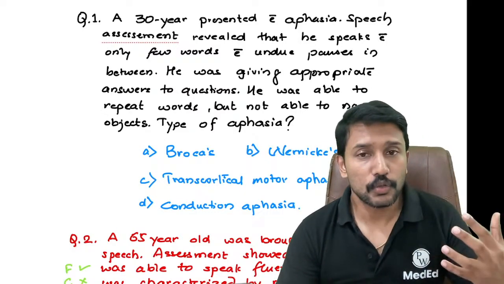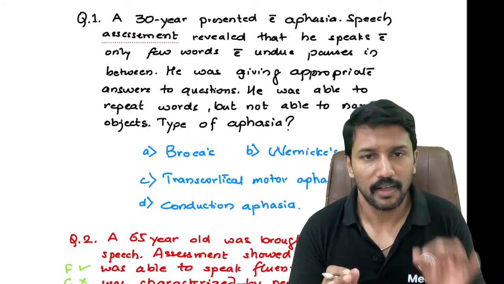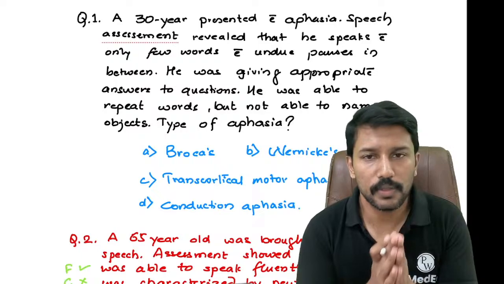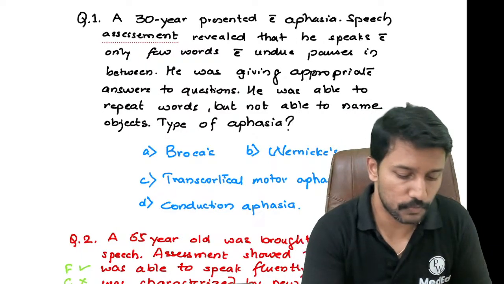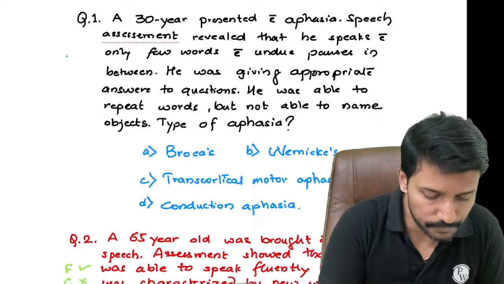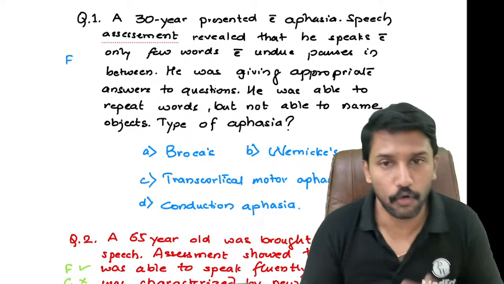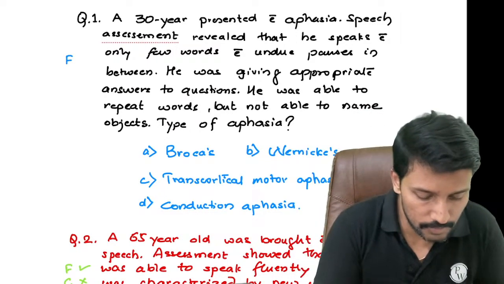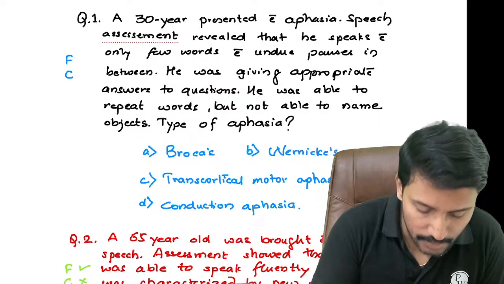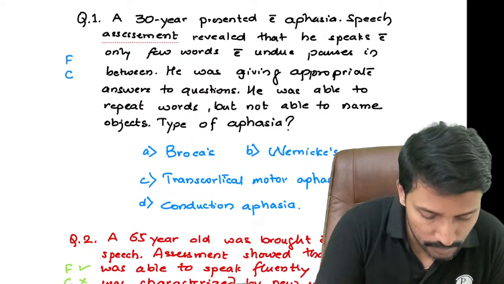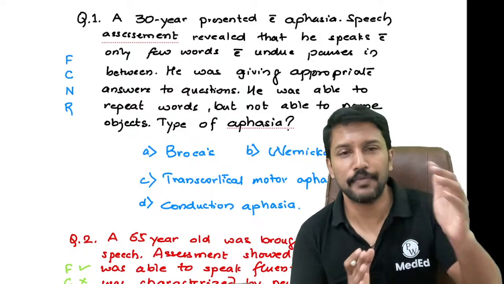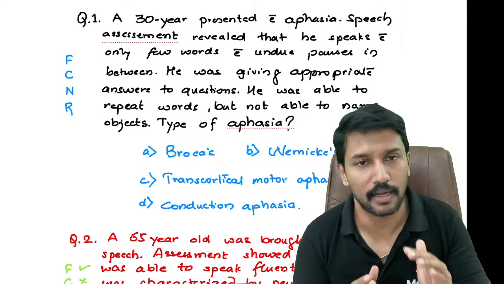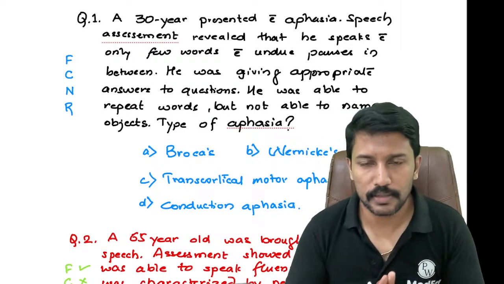Okay, so the approach to aphasia is a pretty simple mathematical game. All we need to do is look for the information of 4 areas of assessment in the speech. What are those 4 areas? The first one is the fluency of the language. The second one is comprehension or understanding of the language. The third one is the naming, and the fourth one is repetition. FCNR. Remember this, FCNR.